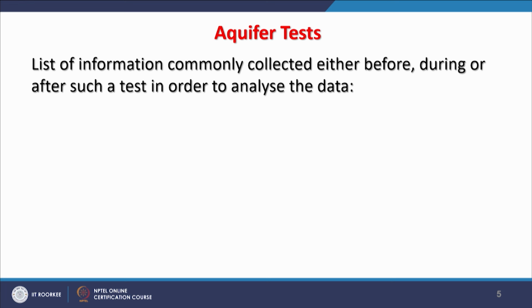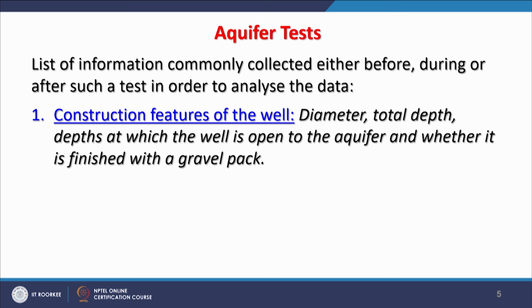So, a lot of information, a list of information, is commonly collected either before, during or after a test in order to analyze the data. What is the information which is commonly collected? First, the construction features of a well: what is the diameter, what is the total depth of the well, and the depth at which the well is open. Because in hard rock terrains casing may not be there throughout, or may not be there at all, but in soft alluvial conditions or in soft rock conditions, we may have casing from the top part, and in the bottom we may allow some openings through certain different designs of pipes or different designs of opening.